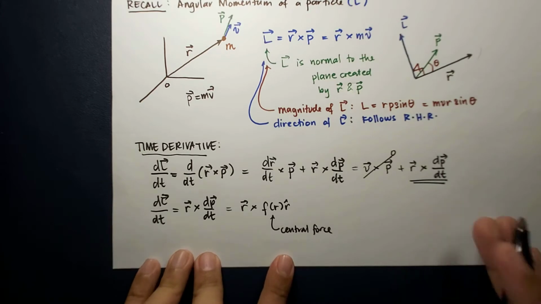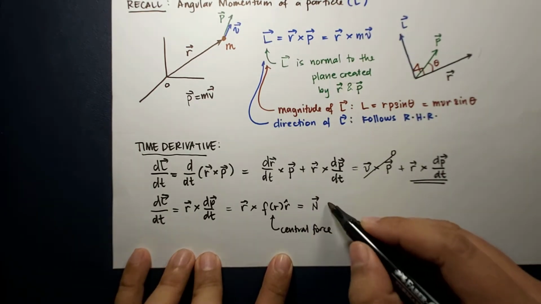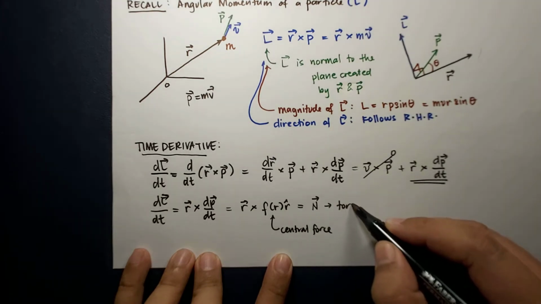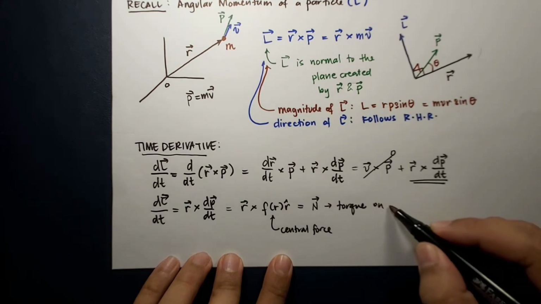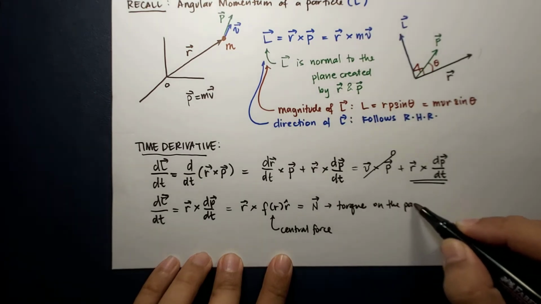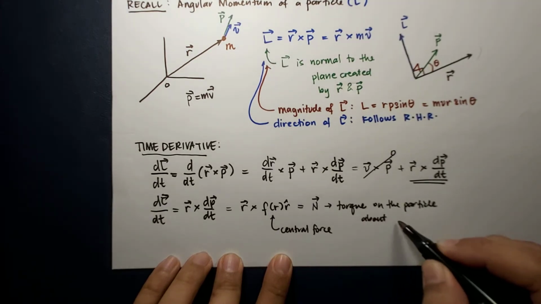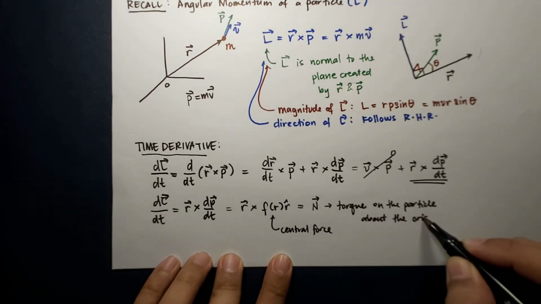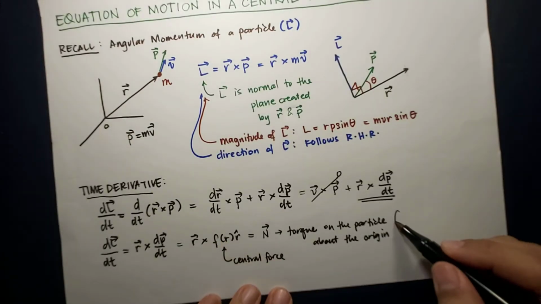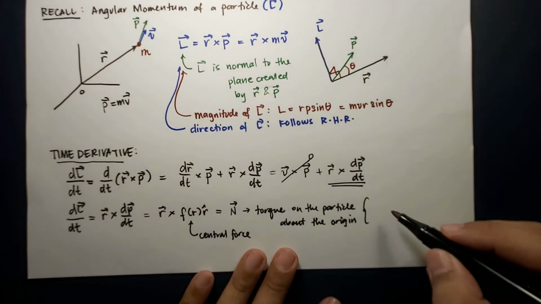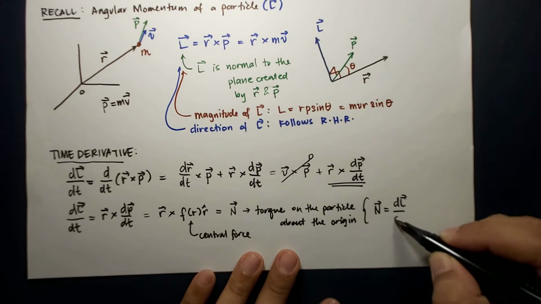And this is what we call your torque. This is the torque on the particle about the origin. So that means this can now be written as N equals the derivative of L with respect to time.